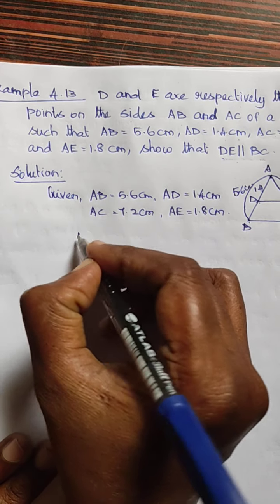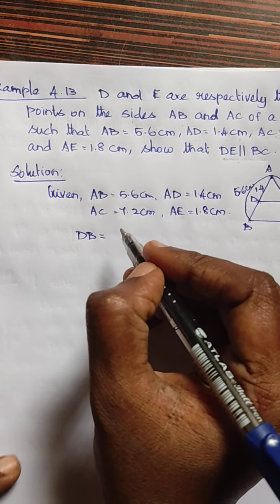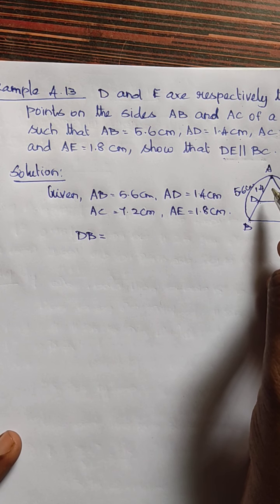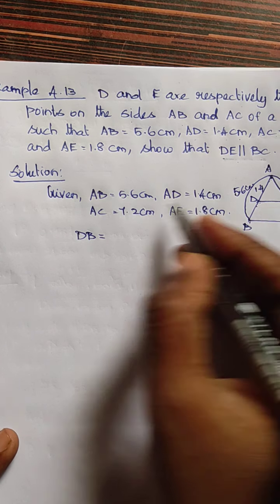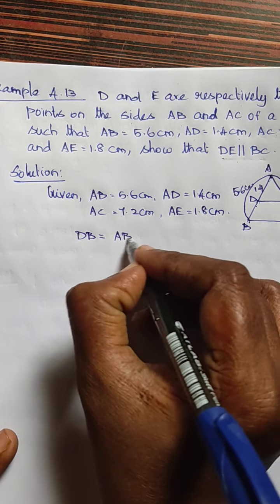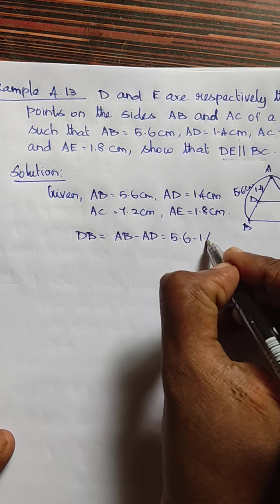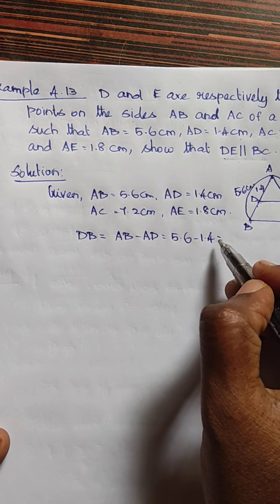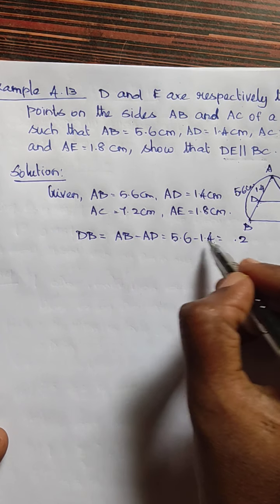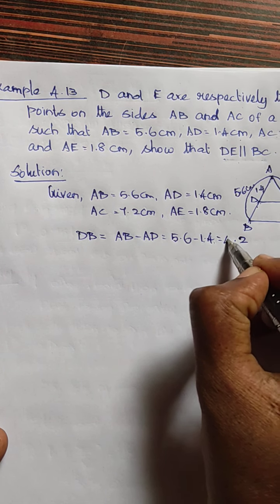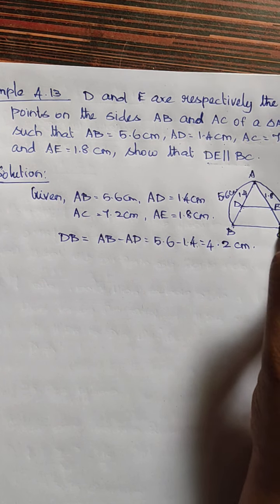So, DB equal to AB minus AD, that is 5.6 minus 1.4. So, 5.6 minus 1.4: 6 minus 4 is 2, then the decimal point, 5 minus 1 is 4. So, 4.2 centimeter.